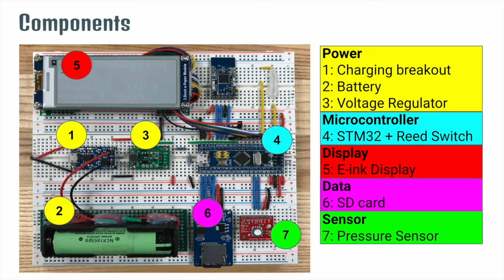This figure shows the breadboard prototype layout and the components included in the hardware implementation of DC. The components labeled 1 through 3 are used for power. We used a lithium-ion battery with a charger and voltage regulator. The STM32 microcontroller is then turned on using a reed switch, as seen on number 4. At the top, an e-ink display module is used to display the depth readings in real time. For component 6, an SD card is used for data logging and inserted into a card adapter reader module. The 7th component is a pressure sensor, which is used to calculate depth measurements.